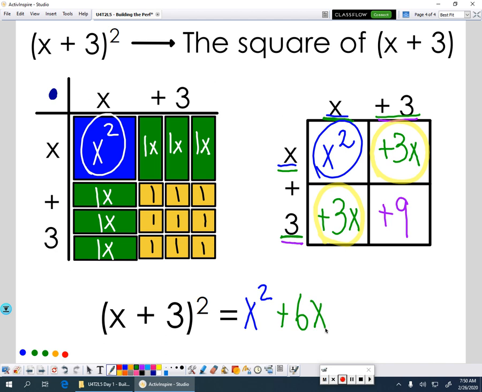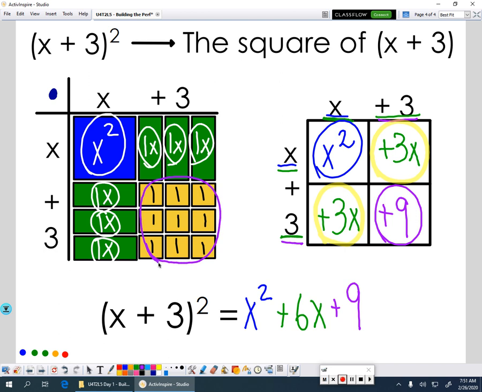And then if we look at our model, we can see that 6x. 1, 2, 3, 4, 5, 6. And then finally we'll finish it up with right here, plus 9. And that plus 9 is represented right here with all these 1s. And that's how we can model a quadratic expression and find a perfect square.